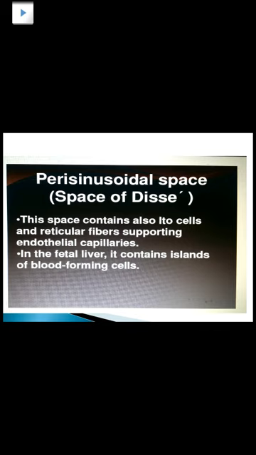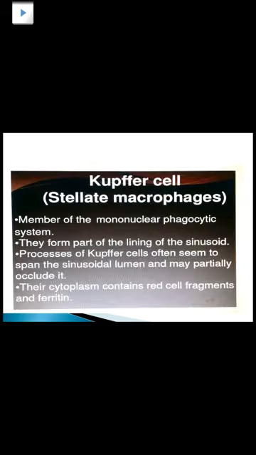The fetal liver contains islands of blood forming cells. The Kupffer cells, also called the stellate macrophages, are a part of the macrophage system. Members of the mononuclear phagocytic system, they form part of the lining of the sinusoid. The processes of these Kupffer cells often seem to span the sinusoidal lumen and may partially occlude it.